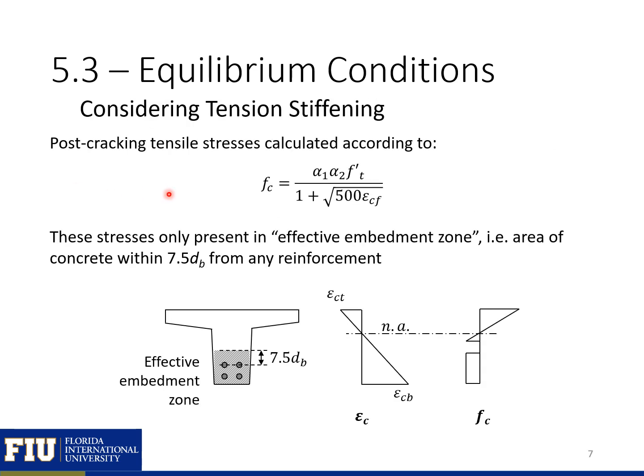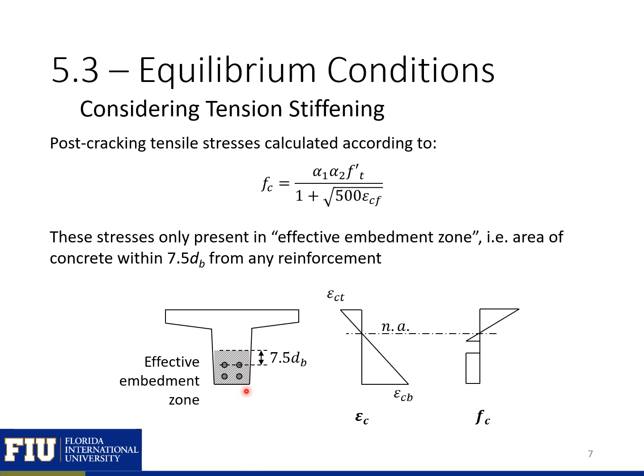We can include the post-cracking tensile stresses in the concrete using our tension stiffening equation, just like in our axial loaded members. So we'll use the same equation. The difference is the area that will include tension stiffening effects.